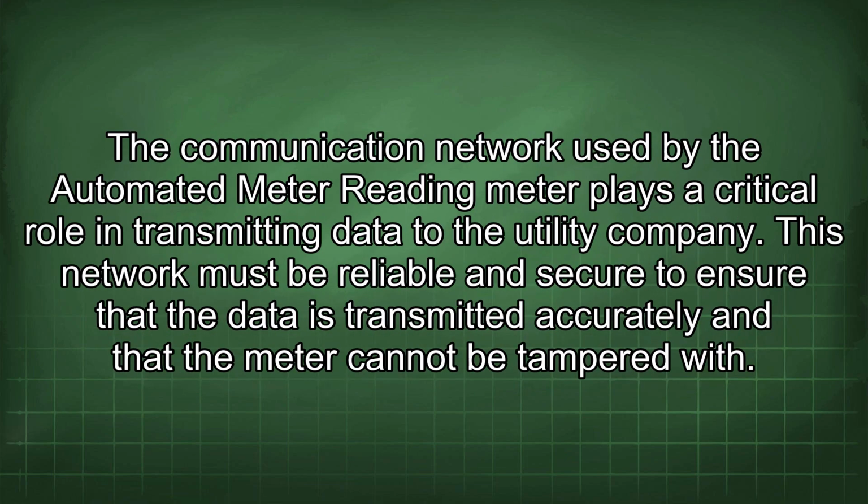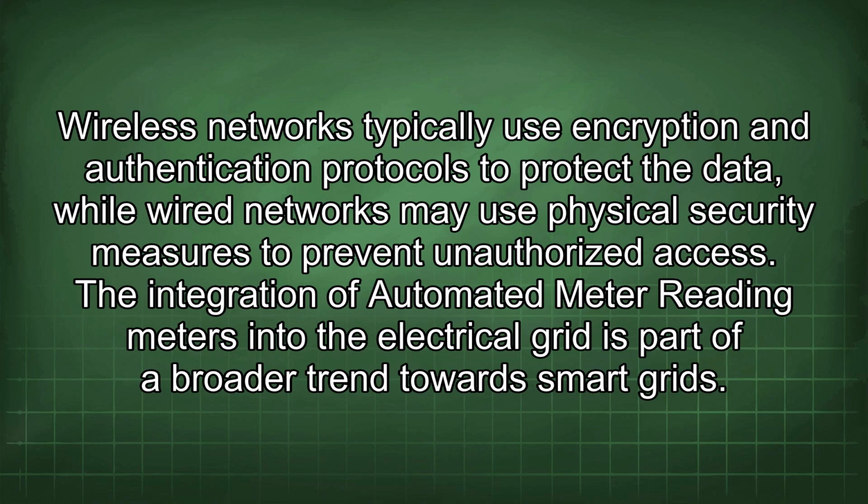The communication network used by the automated meter reading meter plays a critical role in transmitting data to the utility company. This network must be reliable and secure to ensure that the data is transmitted accurately and that the meter cannot be tampered with. Wireless networks typically use encryption and authentication protocols to protect the data, while wired networks may use physical security measures to prevent unauthorized access.